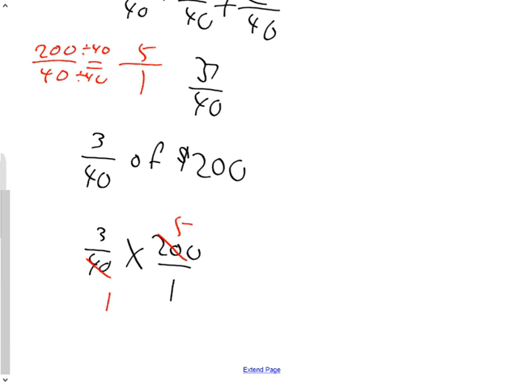And when I multiply my numerators, what do I get? 15. When I multiply my denominators, I get 1. So therefore, this actually means, since they are 3/40 of the $200 short, they are really only $15 short of buying their favorite math teacher the perfect $200 gift.